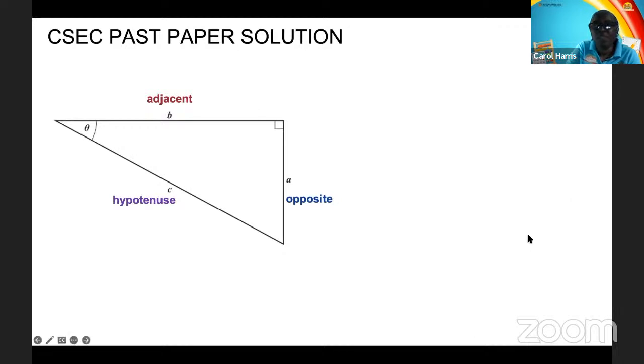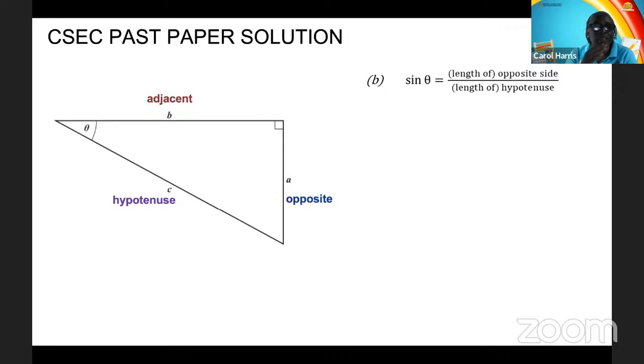Now, they ask us to find an expression for sine theta plus cos theta. Some people say theta, some people say theta. I think the right pronunciation is actually theta. So sine theta, what would be sine theta, students? It's the length of the opposite over the length of the hypotenuse. So what letters would you use in that case? Type in the chat for me for sine theta. What would be the letters? What letter faces theta?